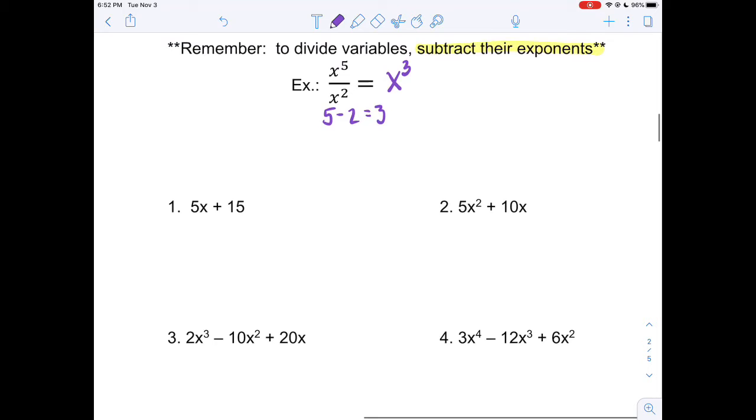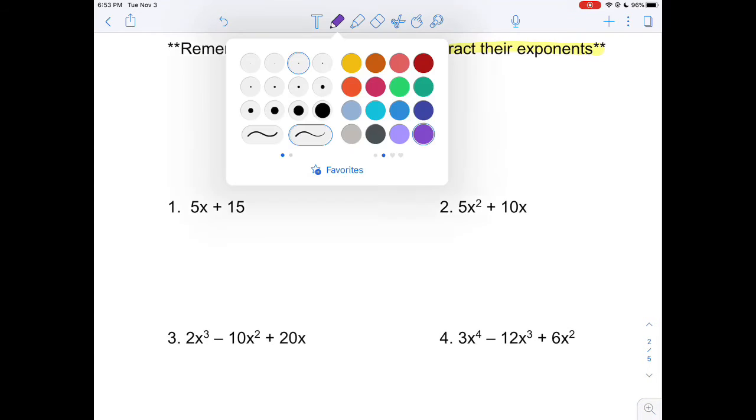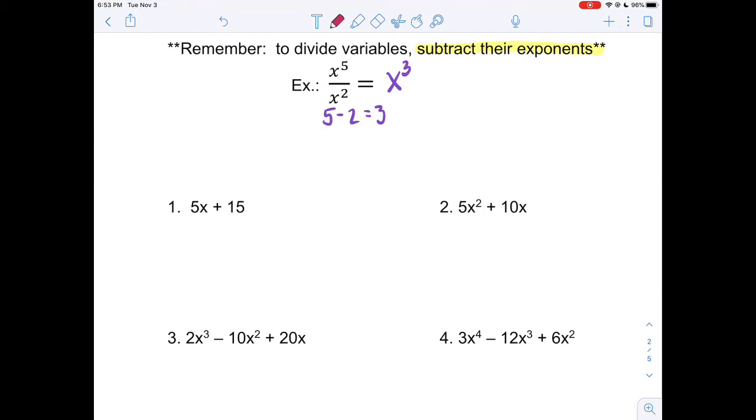The first example is 5x plus 15. So remember that we want to look at the numbers first, and I see a 5 and a 15. What do those have in common? What is the biggest number that they have in common? And 5 divides into 15, so 5 is going to be my greatest common factor.